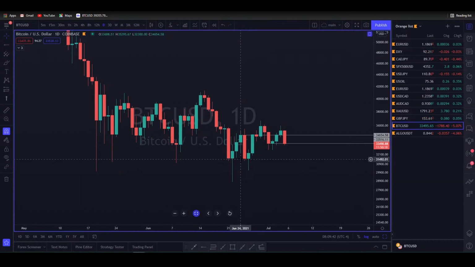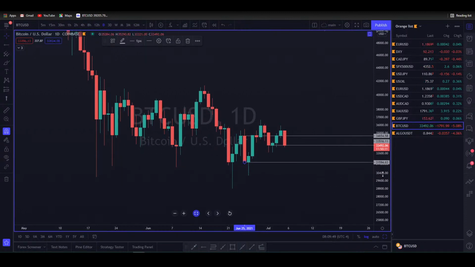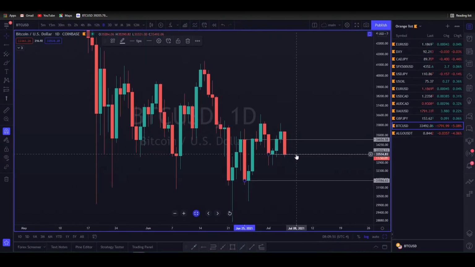Last area of support is down here, right there, that bearish candle. So if you get a daily close below 33,492.06, you will be looking for lower prices down to here.